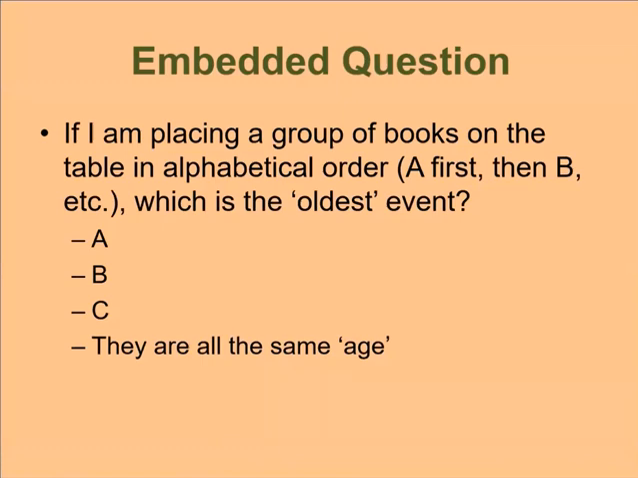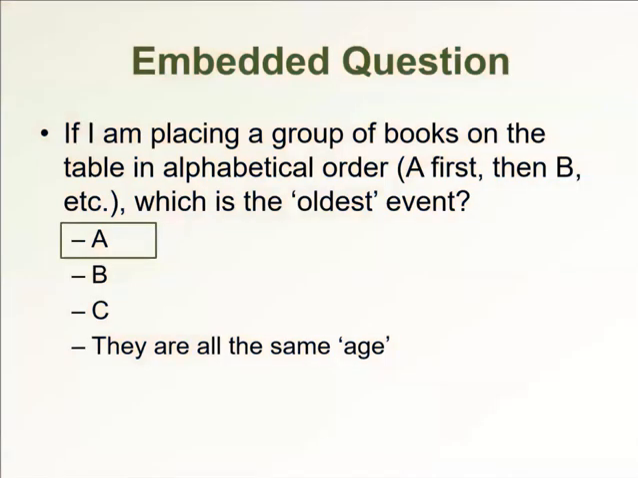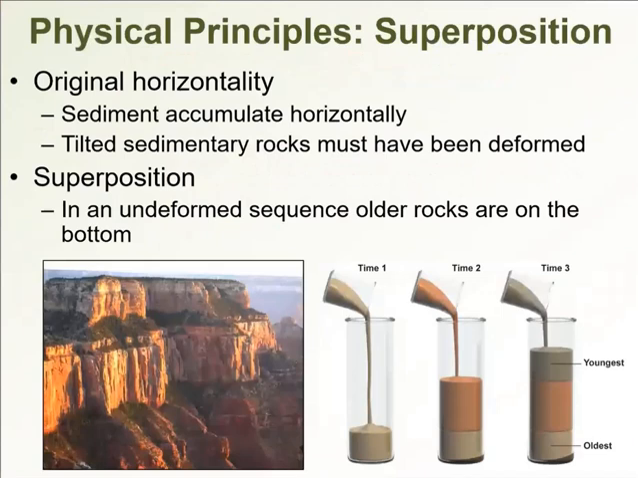All right, this one is a logical question to then lead into the first principle that I'm going to talk about. So if I'm placing a group of books on a table in alphabetical order, so I put A first, then B, etc., which one of these would be the oldest event? So would it be A, B, C, or they're all the same age? Okay, I did see people raising their hand. So yeah, this is the idea of superposition. It's actually the second one on here. So superposition is the idea that in an undeformed sequence, undeformed is important there, the oldest rocks are going to be on the bottom. The thing on the bottom had to go down first, right?